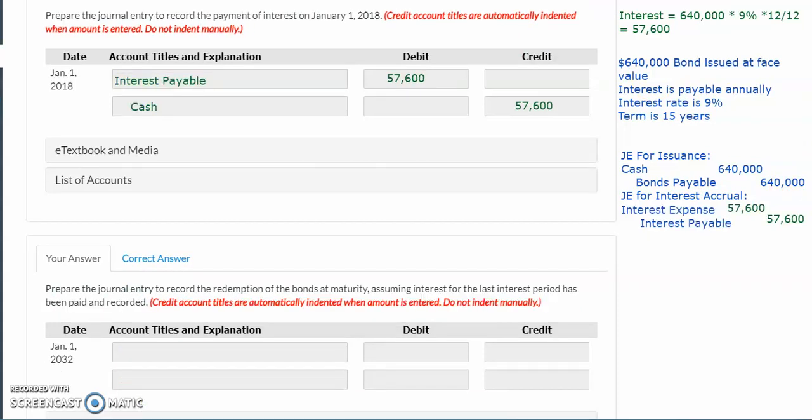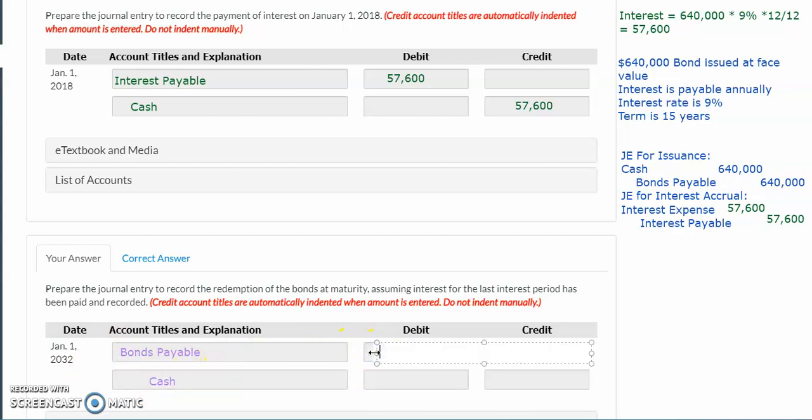I scroll down a little bit so that way we can see the last part of the problem, which is the journal entry to record the redemption of the bonds at maturity, assuming interest for the last interest period has been paid and recorded. So this is just referring to the repayment of the bond at the maturity date. So we have issued a bonds payable, which is a liability. When we repay it, we get rid of the liability, and we're going to credit cash.